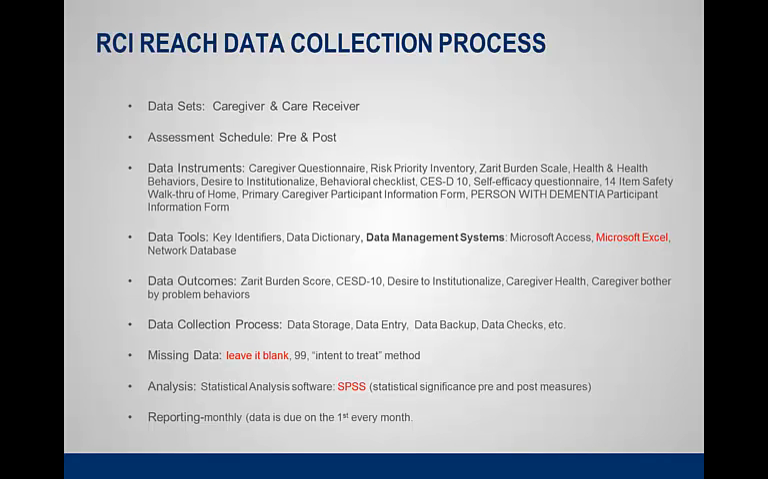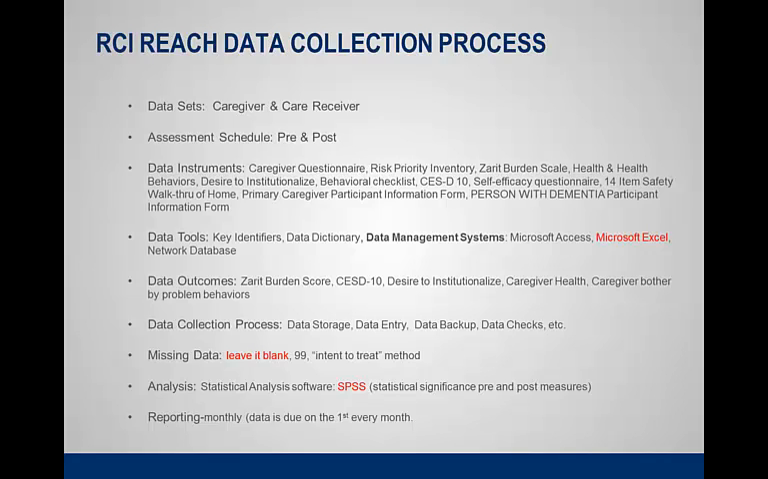there's two additional forms, which is the primary caregiver participation information form, and one for the person with dementia. The data tools that we'll be using: we need to establish key identifiers. You'll be using a data dictionary, and then you'll have to decide which data management system you would want to use to store your data, either Microsoft Access or Microsoft Excel or a network database. My recommendation for the easiest process would be to use the Microsoft Excel spreadsheet, which we will be providing a template for you to use.